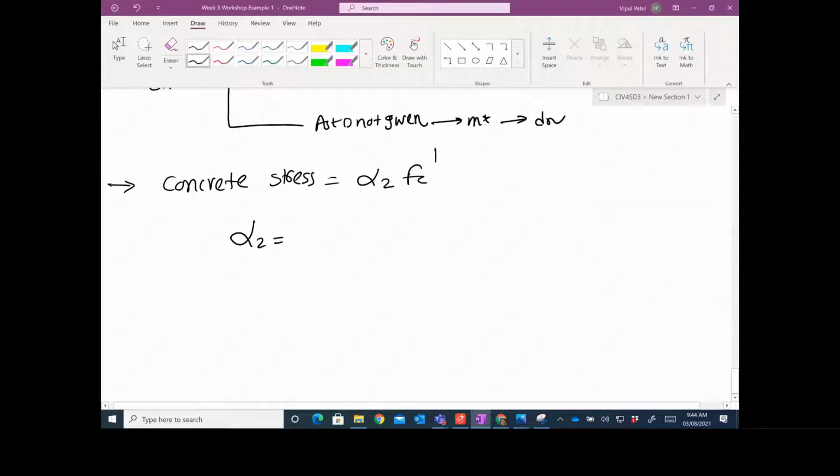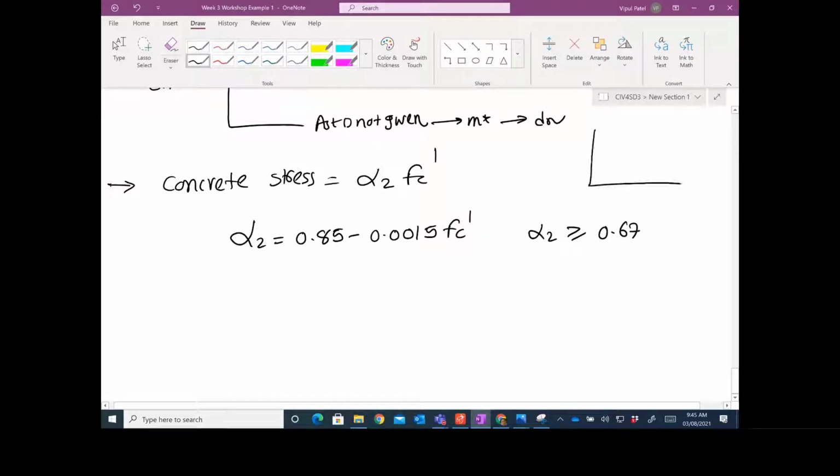Alpha 2 here, clause 8.1.3, and the alpha 2 equation is 0.85 take away 0.0015 FC dash, with alpha 2 greater than or equal to 0.67. So let me write it down. Yesterday a student asked me a good question: what is the unit of alpha 2? Because FC dash is in megapascals, you might expect megapascals here as well, right? But this is an empirical equation. They don't have any units. These are just constants.